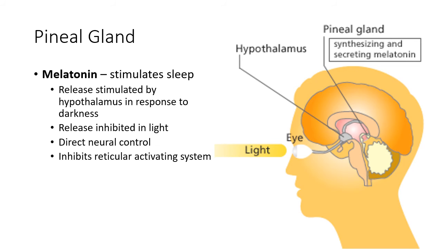The way that melatonin actually promotes sleep is by inhibiting the reticular activating system in the brainstem. Remember, you need that system to maintain your consciousness. So melatonin turns it off so that you can lose consciousness for the night.